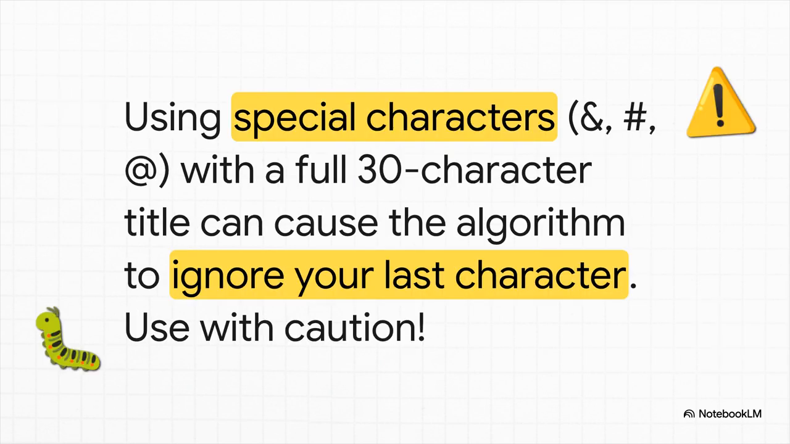Okay, here's a quick heads up about a weird little bug you need to avoid. If your title is maxed out at 30 characters and you use a special character like an ampersand, it seems like the algorithm gets confused. It can actually ignore the last character of your title, which could make your most important keyword totally invisible. So to be safe, just don't use them. Or make sure you leave a little space.